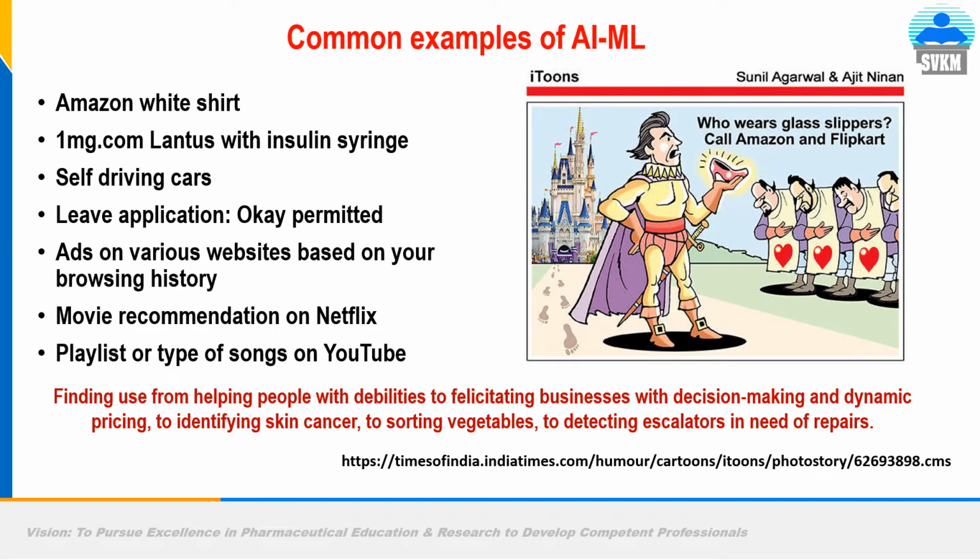Now there comes the question: what are the common examples of AI surrounding us? Suppose you are purchasing a shirt on Amazon and it is white in color. Next time, Amazon or Flipkart or other e-commerce websites are likely to show you more and more white shirts of a similar pattern, because they are analyzing your browsing history, your browsing pattern, your purchase history and whatnot. The moment you search something on the website, your data is being taken by those websites.